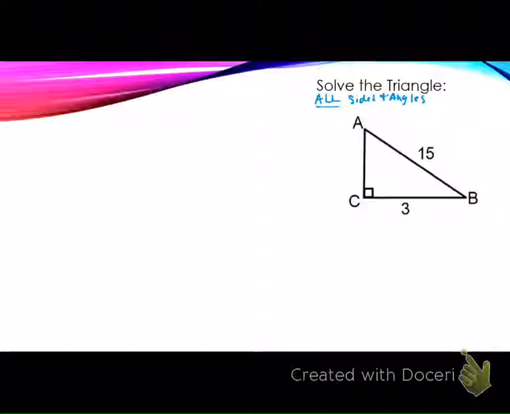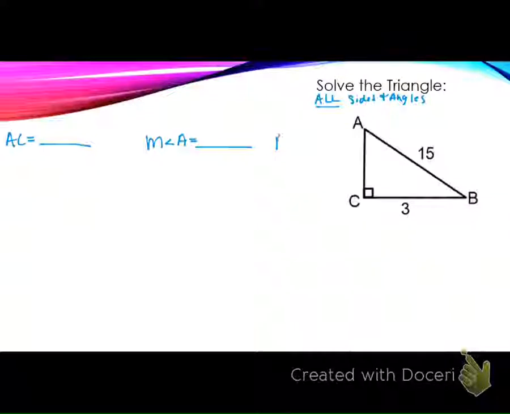So we're finding all sides and all angles. So we need to find AC, angle A, and the measure of angle B.